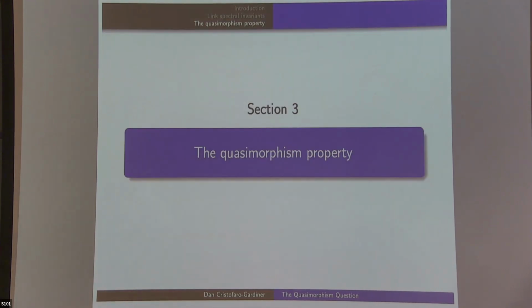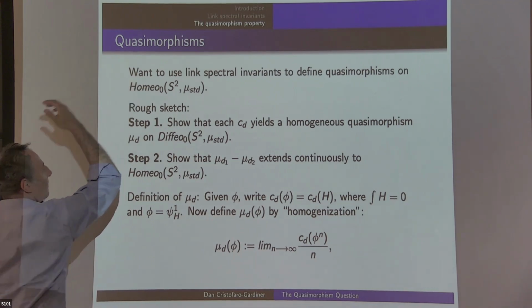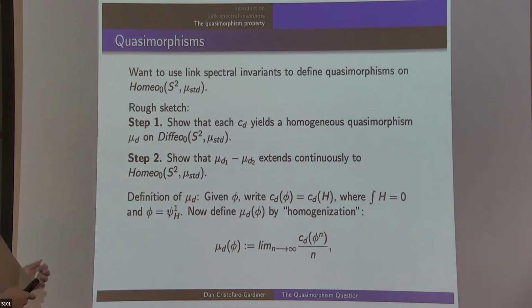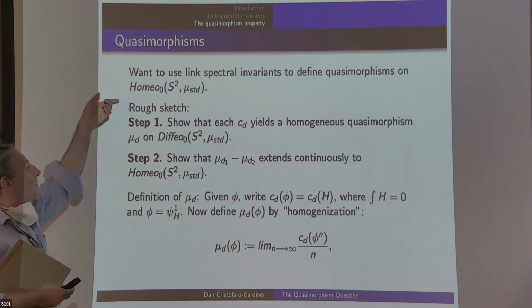So in the remaining time, I want to say a little bit about how you prove the quasimorphism property. What I've done so far is explain how to produce these link spectral invariants. Remember, we wanted to produce quasimorphisms. There are a couple of ideas here, and I just want to explain them. From the previous part of the talk, we have these link spectral invariants. To emphasize, they're defined for diffeomorphisms, as I defined it.